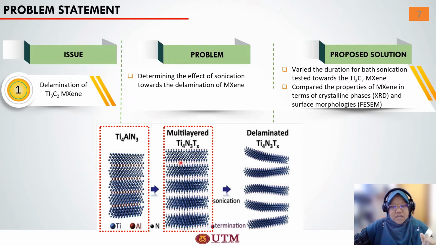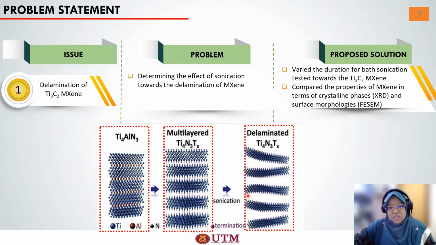So this is called multi-layered MXene. This is the etching process. After that, when we go for another process, which is the sonication process, we have the delaminated MXene. If you can see here, this is the multi-layered one. So if we delaminate the MXene, we have the single mono-layered MXene. In our project, the issue we are going to focus on is the delamination of MXene.